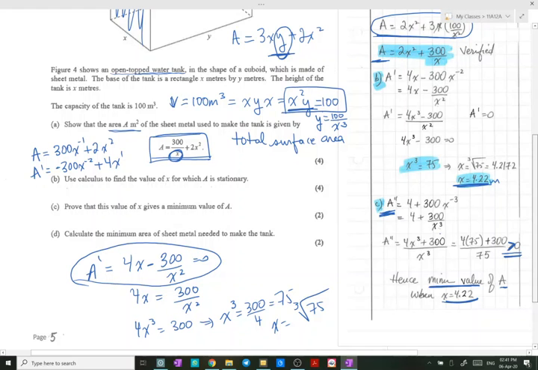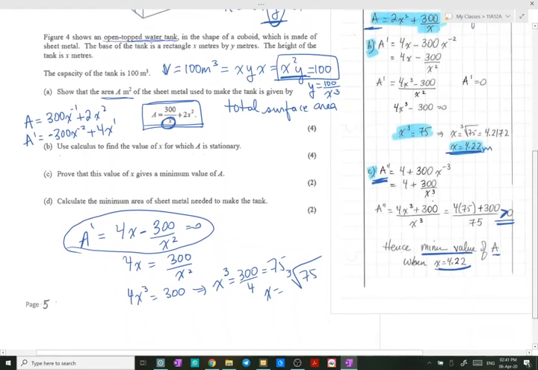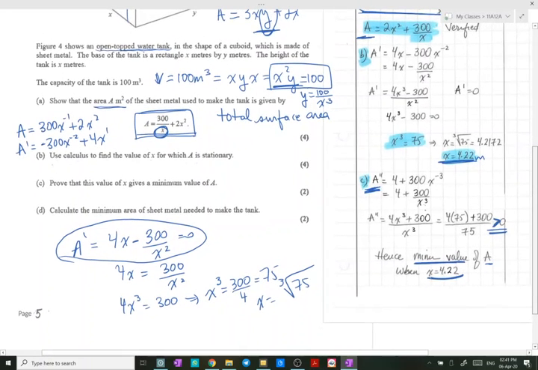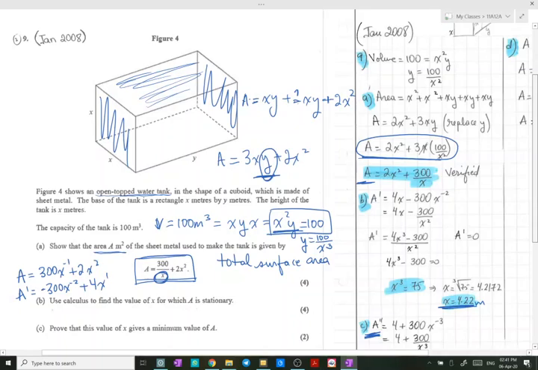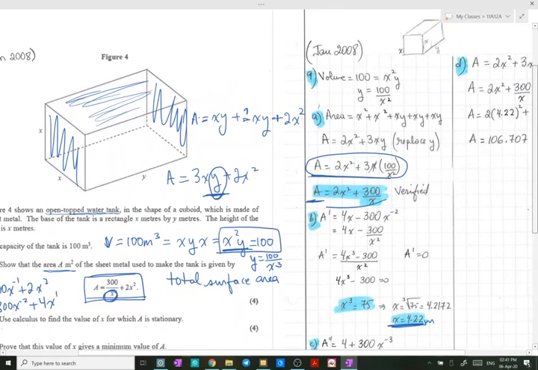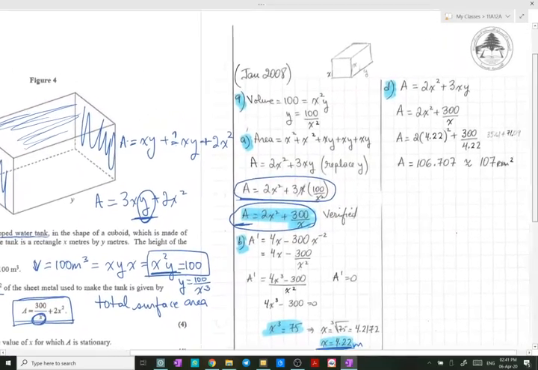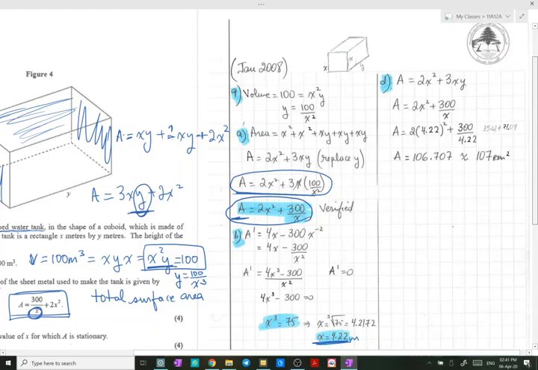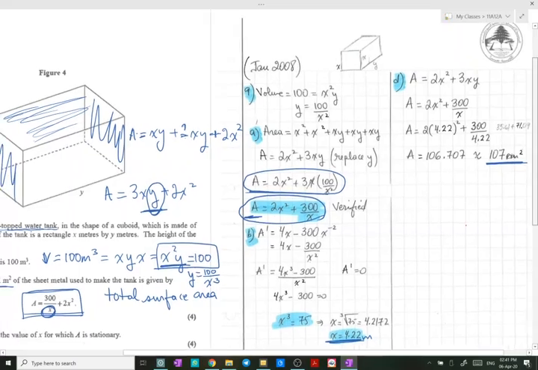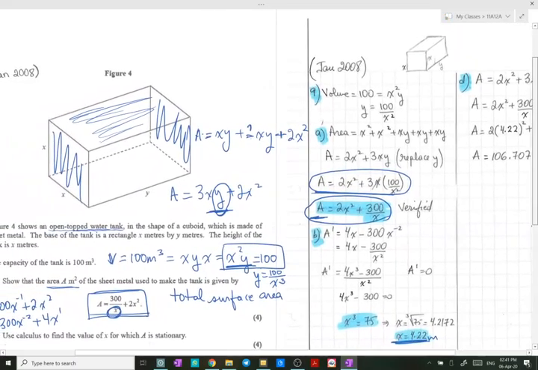Calculate the minimum area of sheet metal needed to make the tank. So you take the value of x and you replace it in A, which is this, and then you find the value of A, which is 107 meters squared, which is the minimum amount of metal sheet that you need to make this water tank.